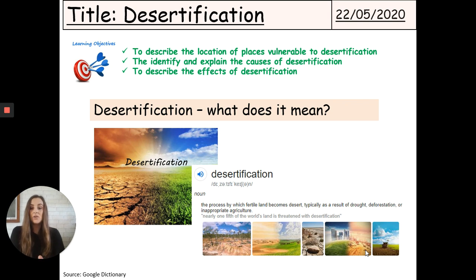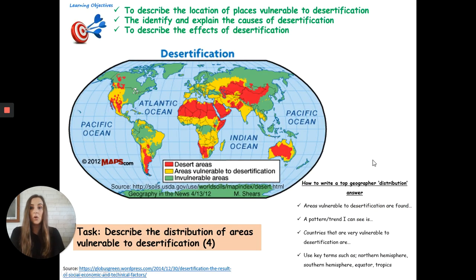So it's the process by which land becomes desert. It becomes really dry and degraded, lacking any nutrients and fertility, and it's usually as a result of droughts, deforestation, or what we call inappropriate agriculture, so inappropriate farming methods that have led the land to become dry and degraded. Okay, so we're going to have a look at what areas are vulnerable to desertification.